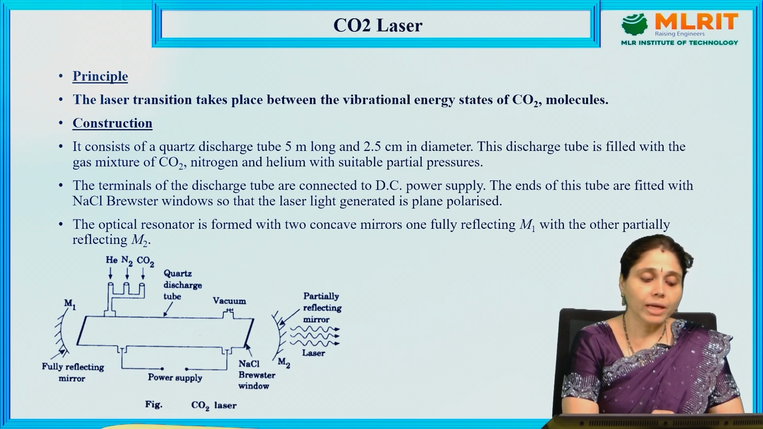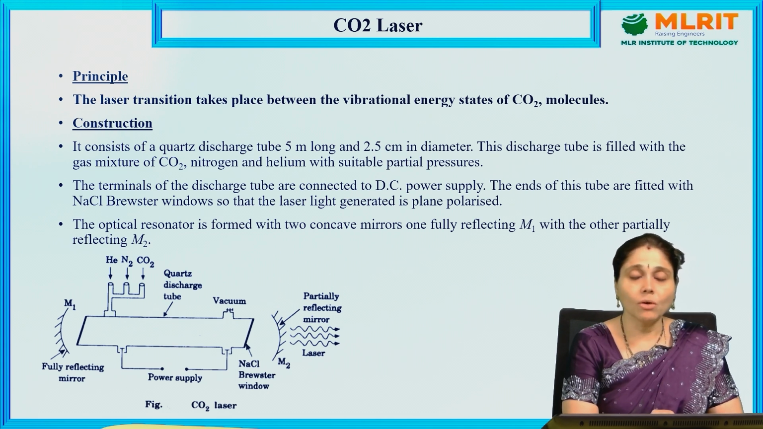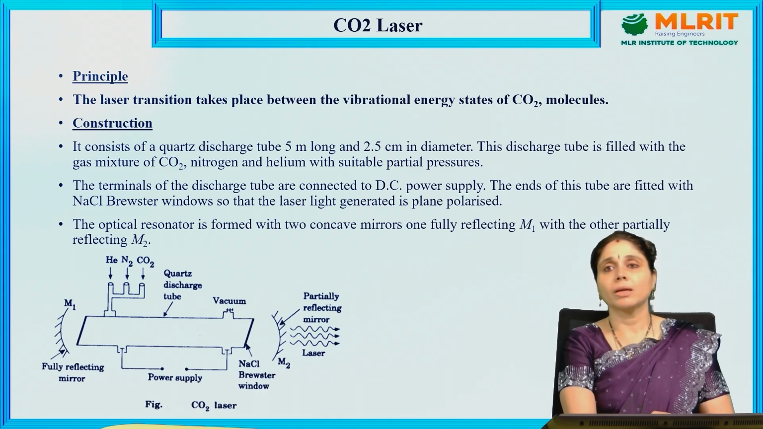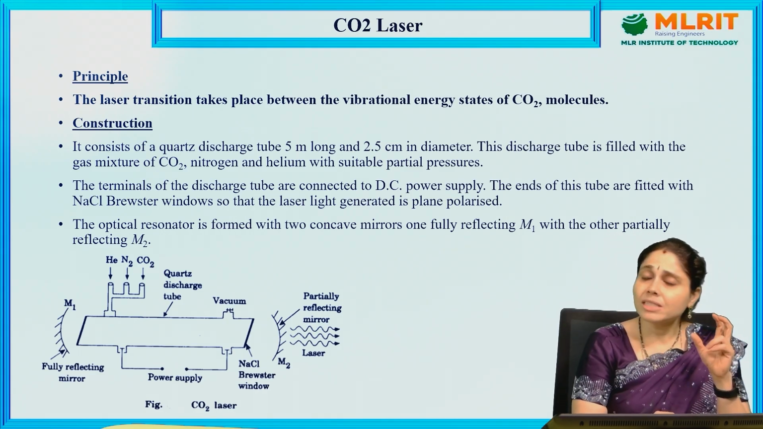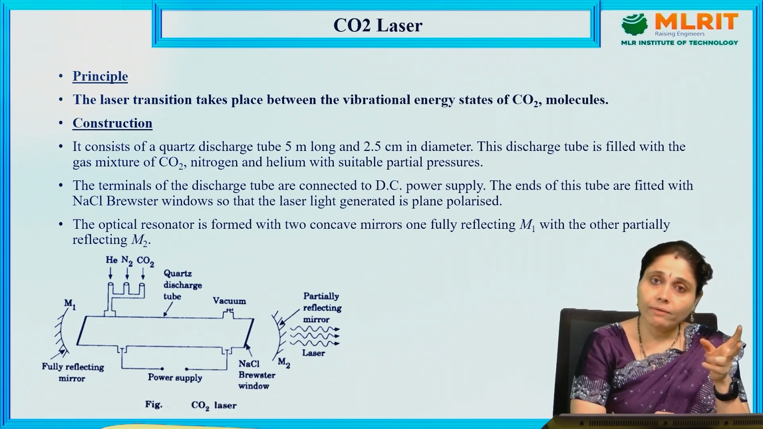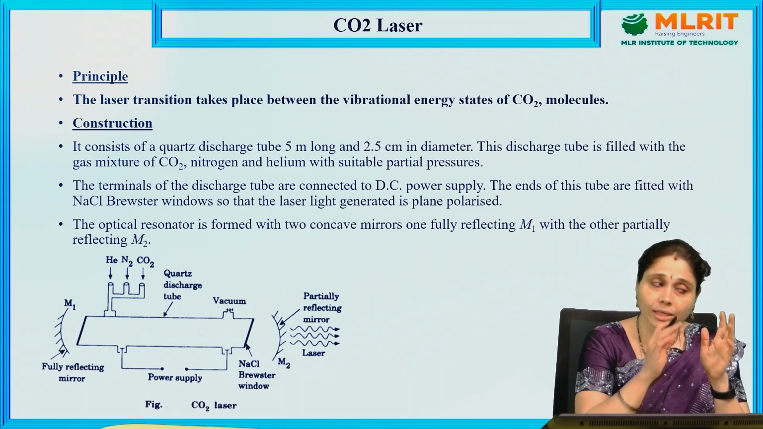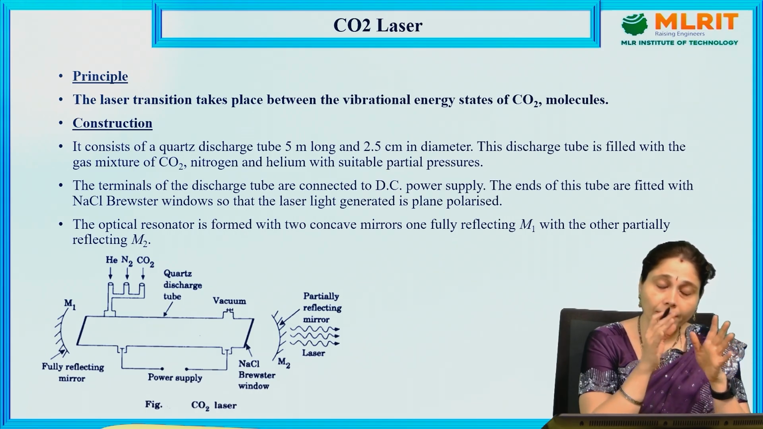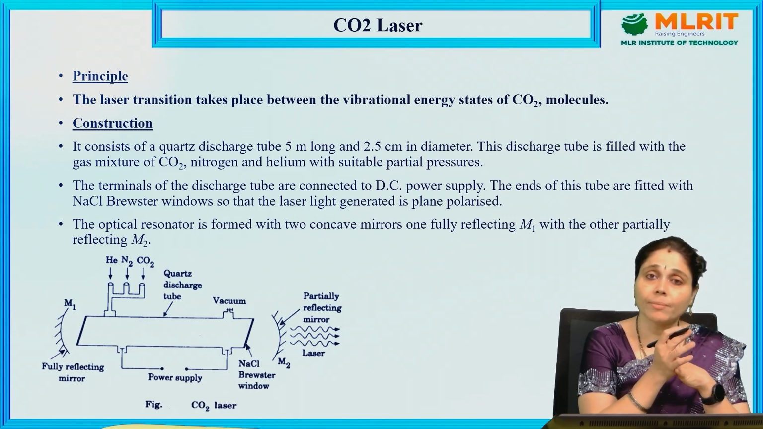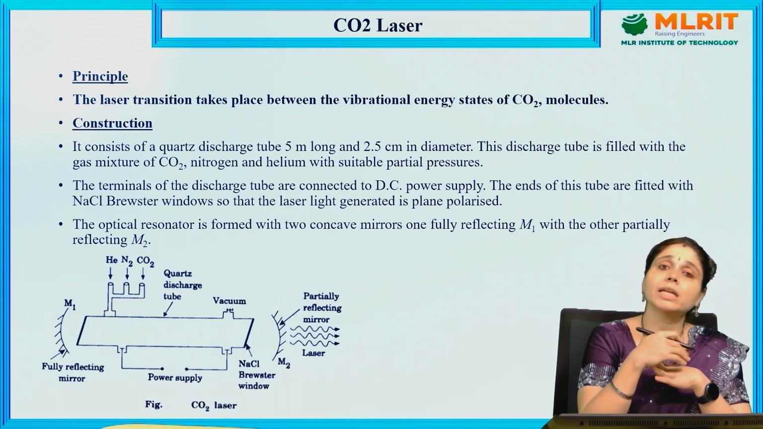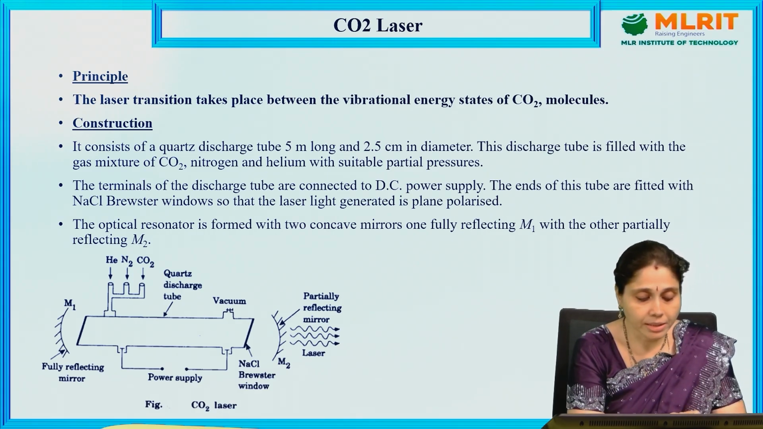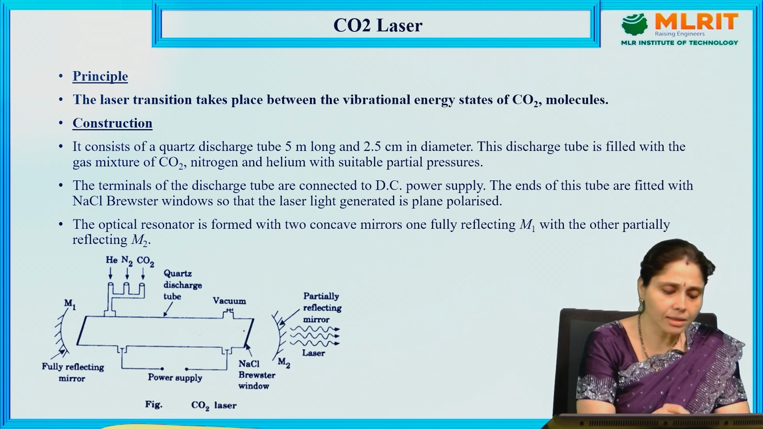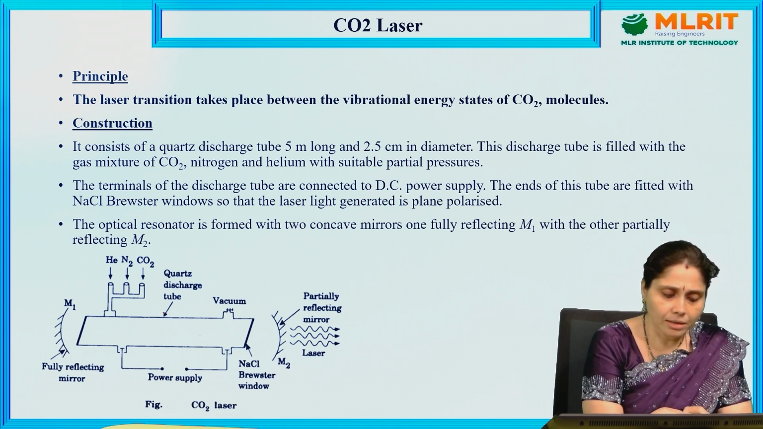The optical resonator is formed with 2 concave mirrors, one fully reflecting and the other partially reflecting. What is the major thing we have in this type of laser system, whether 3 levels or 4 levels? We can observe there will be a partial mirror and a fully reflecting mirror, which are used in order to achieve amplification. So in the construction, it consists of a quartz tube, and see in the diagram, this is the fully reflecting mirror, the partially reflecting mirror, and so on.